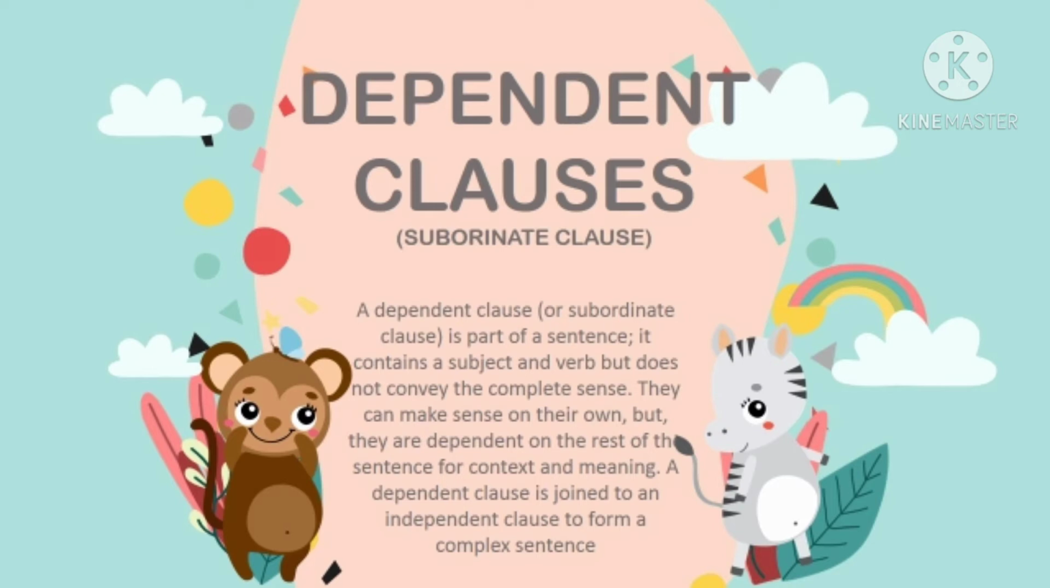Jadi, dependent clause itu meskipun mempunyai subjek, mempunyai verb atau predicate, clause ini tidak bisa berdiri sendiri seperti independent clause sebelumnya. Jadi dependent clause harus dipadukan dengan independent clause untuk menjadi sebuah kalimat yang utuh.